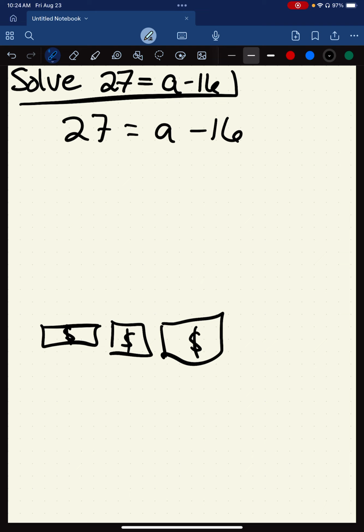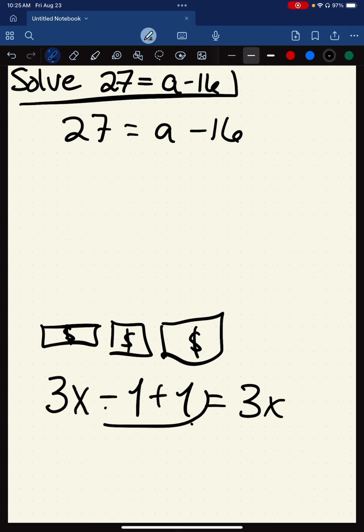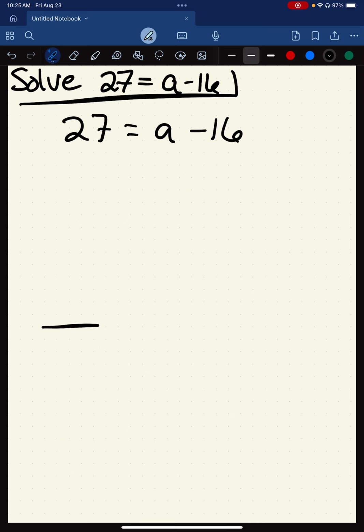So what I just did is I said, let's represent a dollar by x, and we had 3 of them, and I take off one of them, and then I add that one back, I had what I started with. And that's just because 3x minus 1 plus 1, those two cancel out, and you get 3x. So in the same way, we've done something to a. We've subtracted 16 from a to get 27.